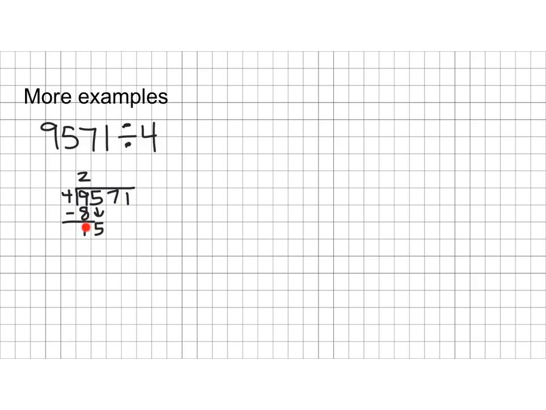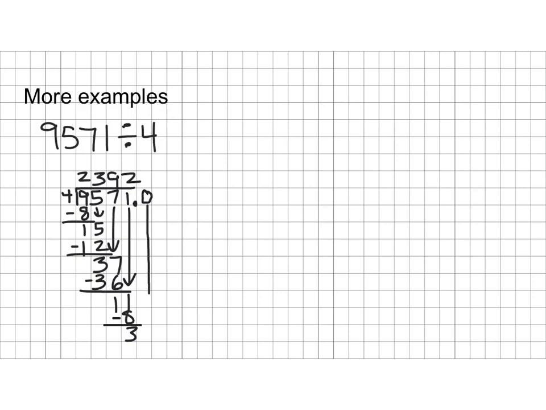Four goes into 15 3 times, and the quotient goes on top. And 4 goes into 37 9 times, and so the 9 goes up top. 4 goes into 11 twice, so the 2 goes up top, and 2 times 4 is 8. So now we're at that spot where we need to add a decimal and a 0 because we haven't ended yet. We still have this leftover 3, this remainder 3.